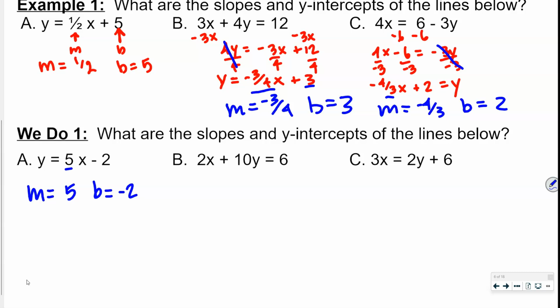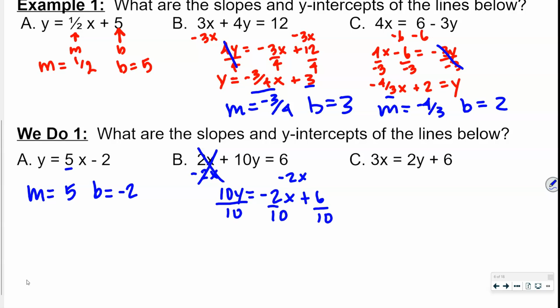This next one is a little bit different because once again we're going to need to move the 2x. So we're going to do the opposite operation. It's a plus, so we're going to subtract it. So it's going to be negative 2x, right? This is going to be 10y equals, that's gone from there, right? Negative 2x plus 6. Remember, there's a plus in front of that 6. We're going to divide everything by 10.